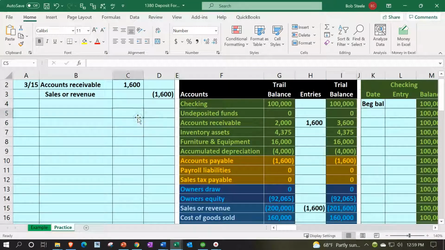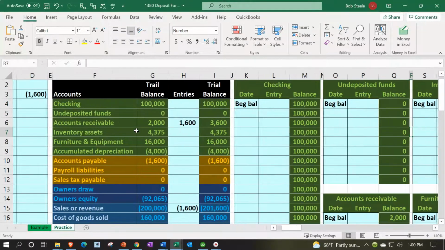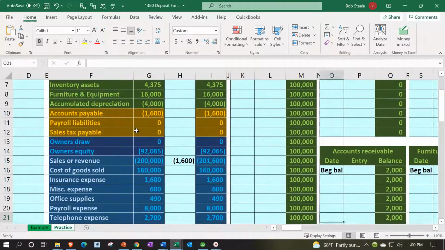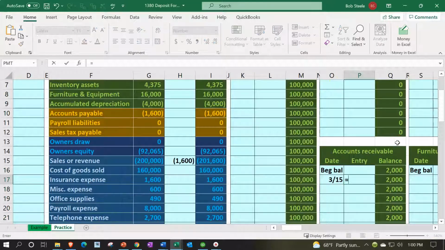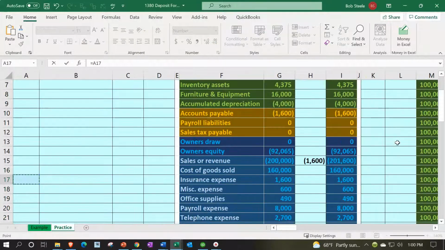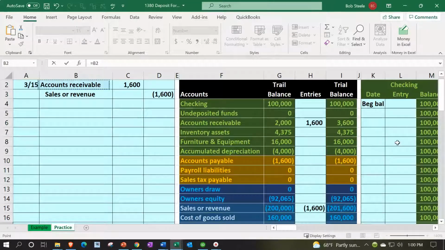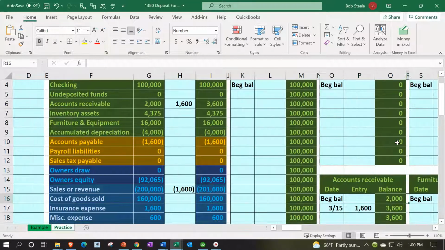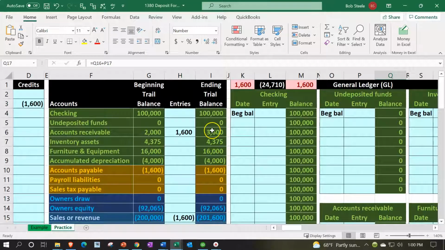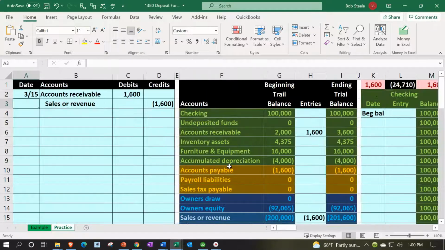Let's bring this on over to the general ledger. We're going to record the accounts receivable in the GL, which is the third account in the general ledger. On 315 in cell P17, equals left till we hit the wall, up to get to that accounts receivable. We're increasing that 2,000 to 3,600. That then matches the trial balance, which is out of balance by the 1,600 till we record the other side.